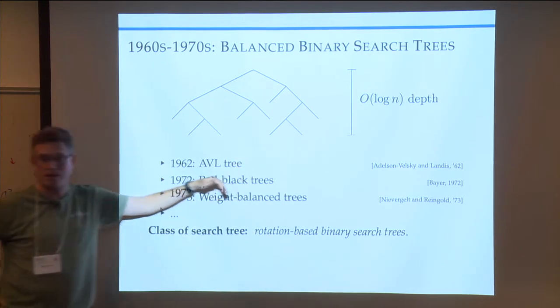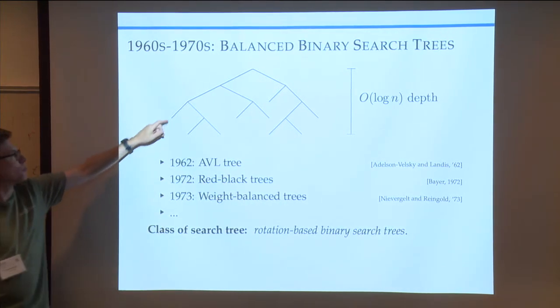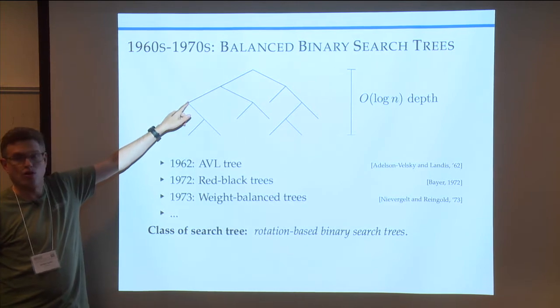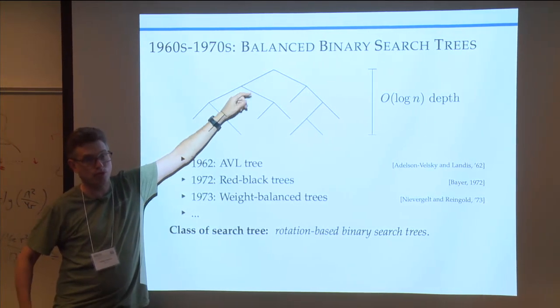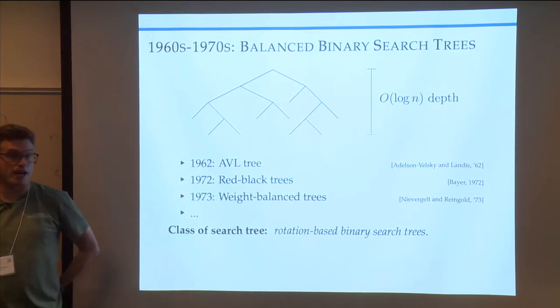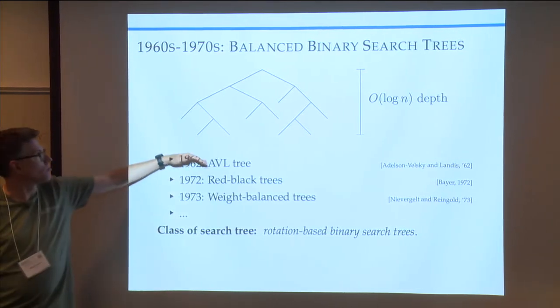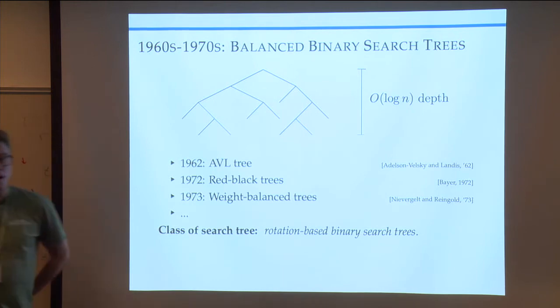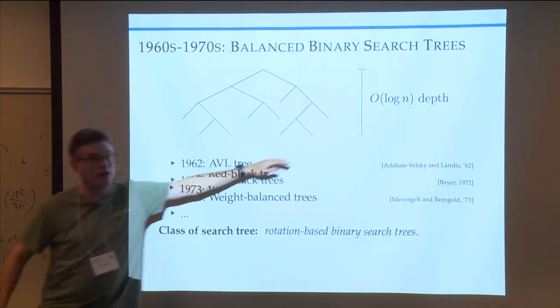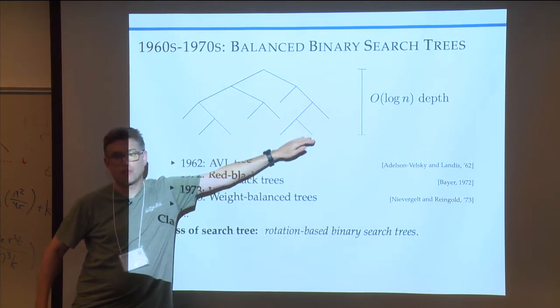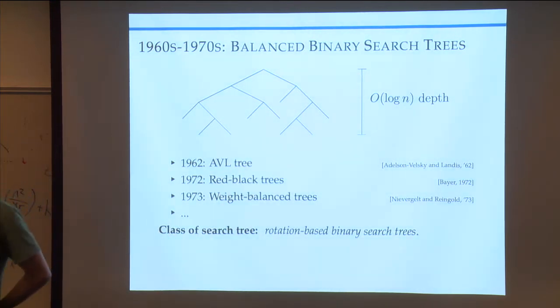And so in order to maintain the invariant that the depth of the tree is order log, maybe you rotate, so you move one tree up towards the root, which also moves some neighboring trees down towards the leaves. Right, so these are rotation-based balanced search trees, and this is what allows you to get log depth, and therefore all operations cost log.